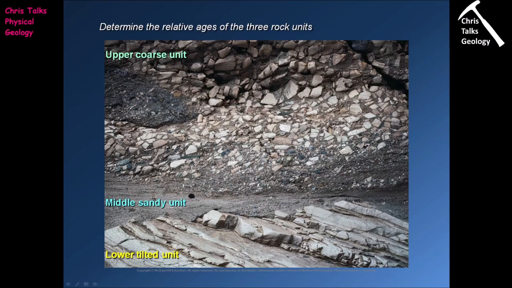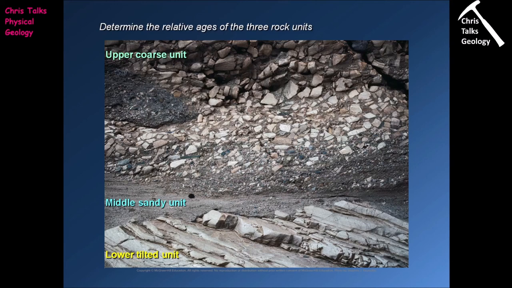Then on top of our sandy layer, we can quite clearly see this sequence of breccia. And so you can see the principle of superposition says we are going from this layer to that layer to that layer, so we're getting younger as we go up. But we can also come up with our model for how this formed. This layer of sediment was deposited. It was lithified to give a horizontal layer of rock. That horizontal layer of rock was then tilted.